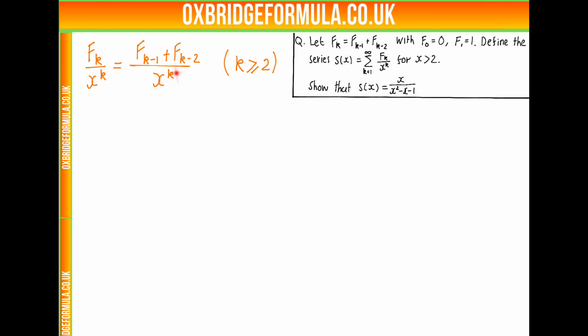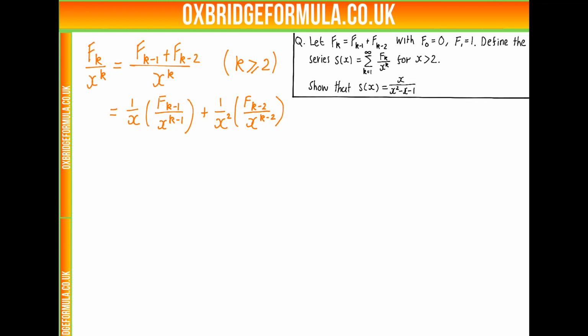Now, clearly substituting this straight in isn't going to particularly help. So let's try writing this as 1 over x, f_{k-1} over x to the k minus 1, plus 1 over x squared, f_{k-2} over x to the k minus 2. The reason we've written it like this is that these terms look a lot like the original, but with k decreased by 1 or 2. So hopefully by substituting this in, we can get S(x) equal to some expression containing S(x), rearrange that, and get our result.